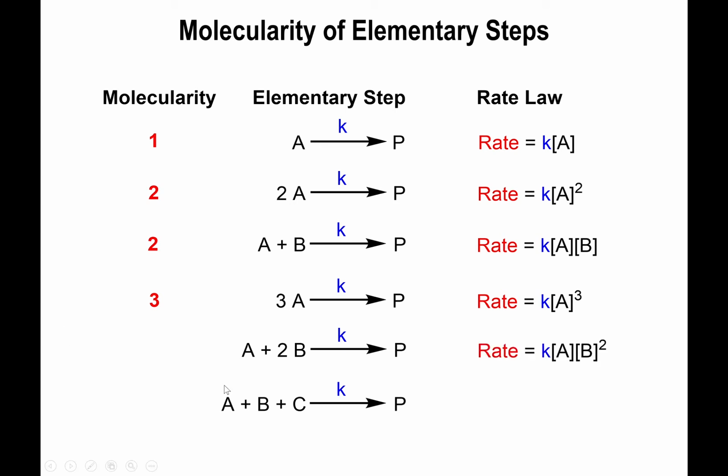Same idea with your A plus 2Bs. That's three different molecules, not very likely to happen. The molecularity is equal to 3, meaning that this is a ternary reaction. And then for the last reaction, you have three different components, which multiply together give you a molecularity of 3 as well.